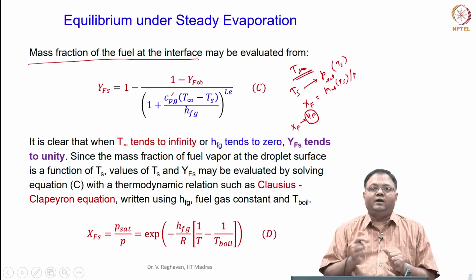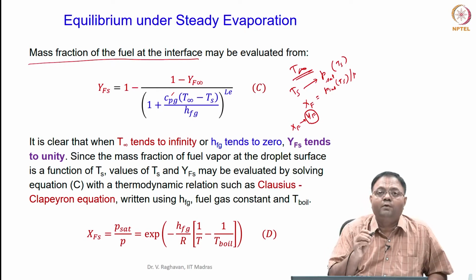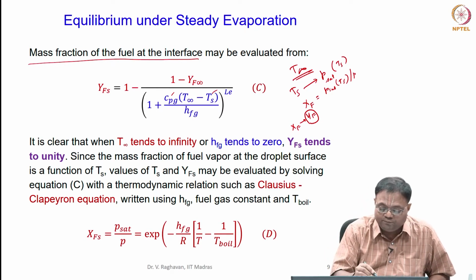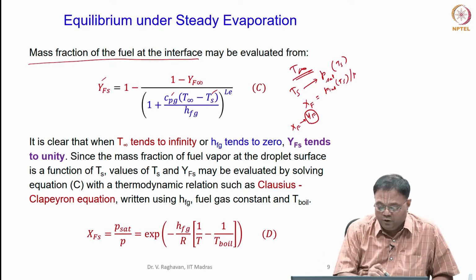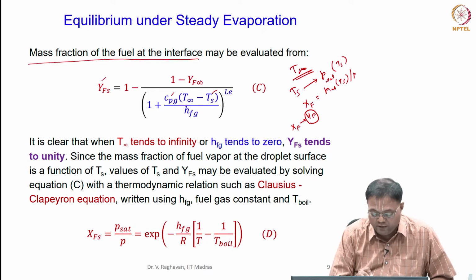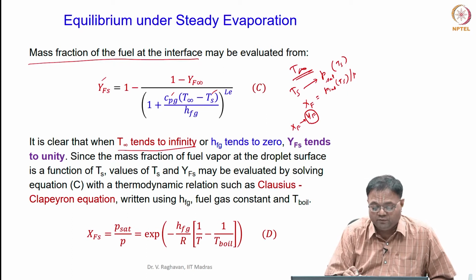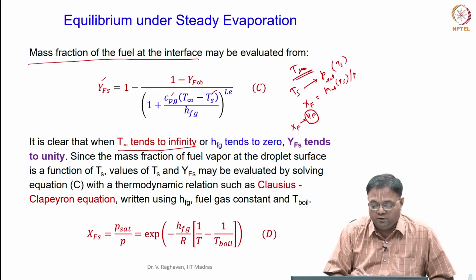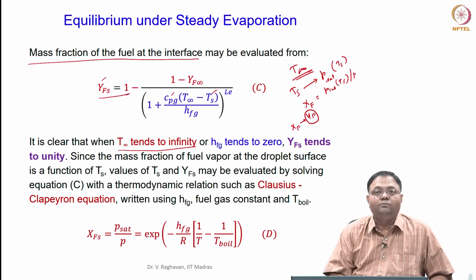heat and mass transfer, and that will allow us to calculate the equilibrium surface temperature and the corresponding fuel mass fraction at the interface. Okay, now you can see that if T infinity tends to infinity, a very large value, what happens here then? This denominator will be 0 here.